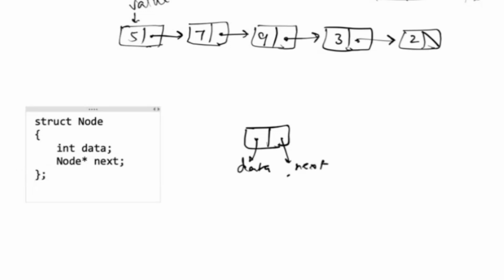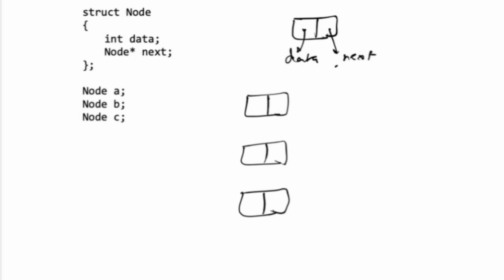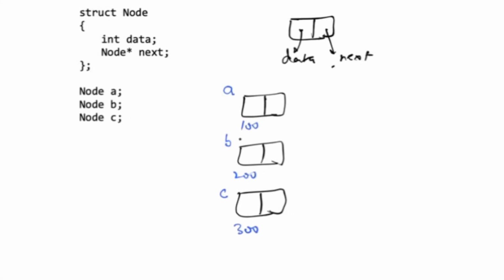Now let's say we have 3 variables of type node. So we have A, B, and we have C. If we declare these 3 variables, it means that there will be 3 nodes. The first variable name is A, the second variable name is B, the third variable name is C. Let's say the address of A is 100, the address of B is 200, and the address of C is 300.